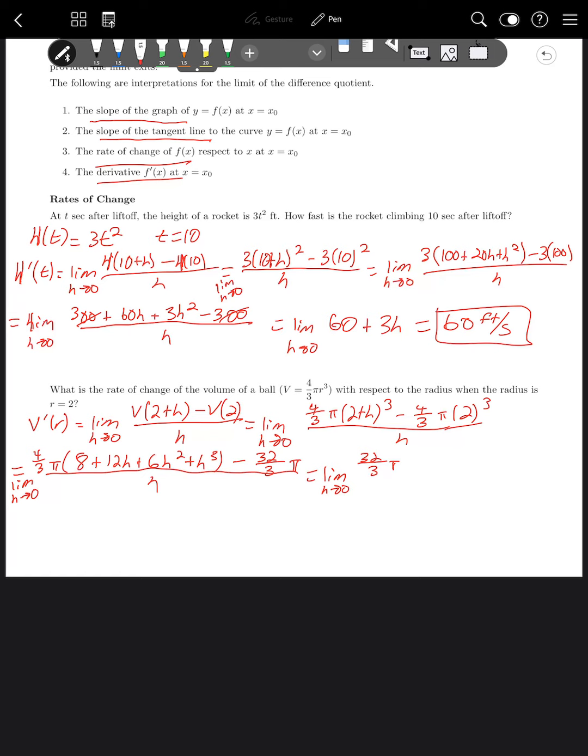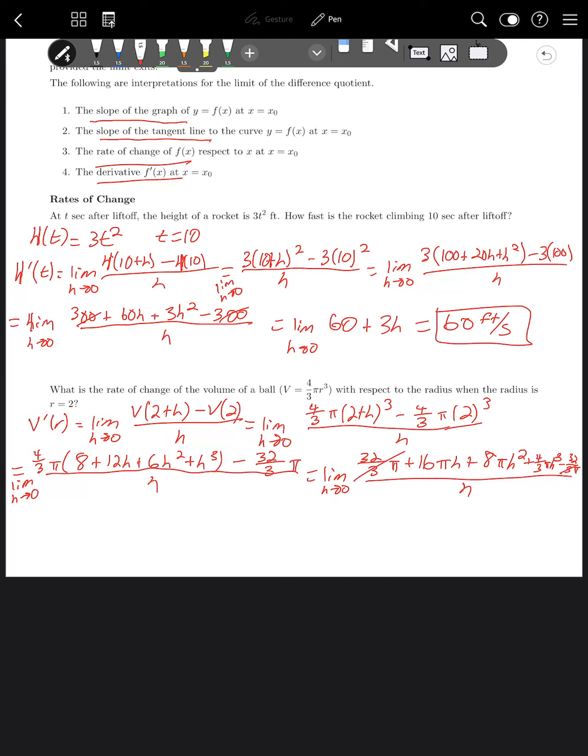4/3 pi times 12h is going to be, 12 divided by 3 is 4, 4 times 4 is 16. So it'll be plus 16 pi h. And then 4/3 times 6 is, 6 divided by 3 is 2, so 8 pi h squared. And then 4/3 pi times h cubed is 4/3 pi h cubed. And then minus 32/3 pi all over h. The 32/3 pi cancels because we got a positive one and a negative one.